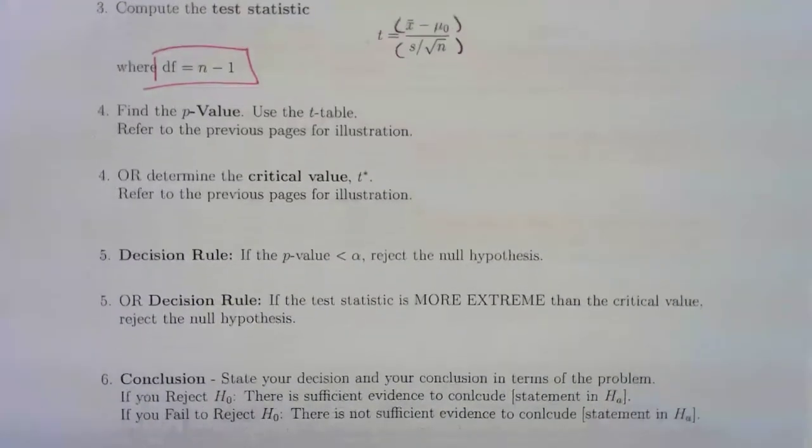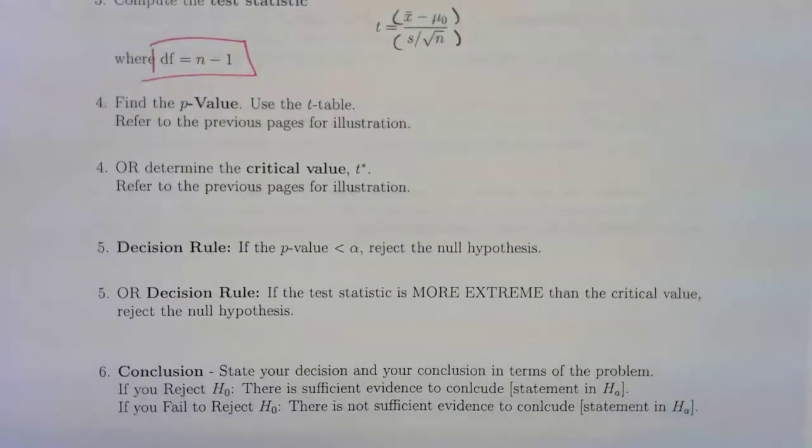The decision rules, nothing has changed. Still the same decision rule. And your conclusions are still the same, except now we're talking about means. So there is or is not sufficient evidence to conclude whatever the alternative says about the mean of the population.